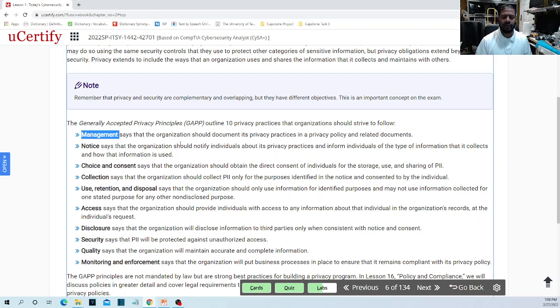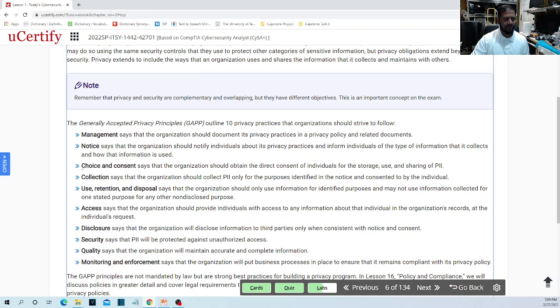Second one is notice. Notice says that when a client or anyone that interacts with that organization, and that organization is collecting or storing or using that person's personally identifiable information, the organization must give a notice to that person saying what data is being collected and how that data will be used. That should be stated properly, and so on.